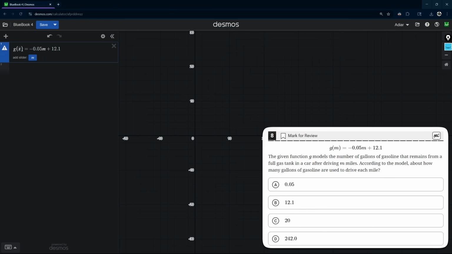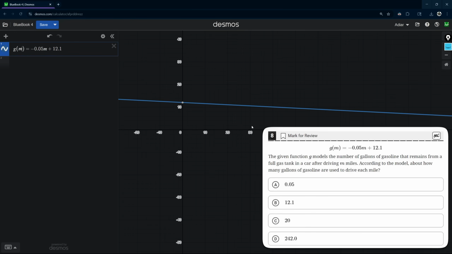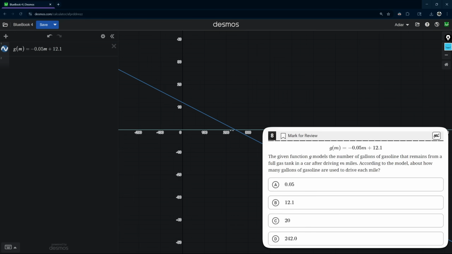And I accidentally put g of x, g of m. If we want to see this, we can press shift and then drag this in, and we can see a nicer model. So it looks like after driving 0 miles, we have 12.1 gallons of gas in our full tank. But after driving 242 miles, we are at 0 gallons of gas in our tank.